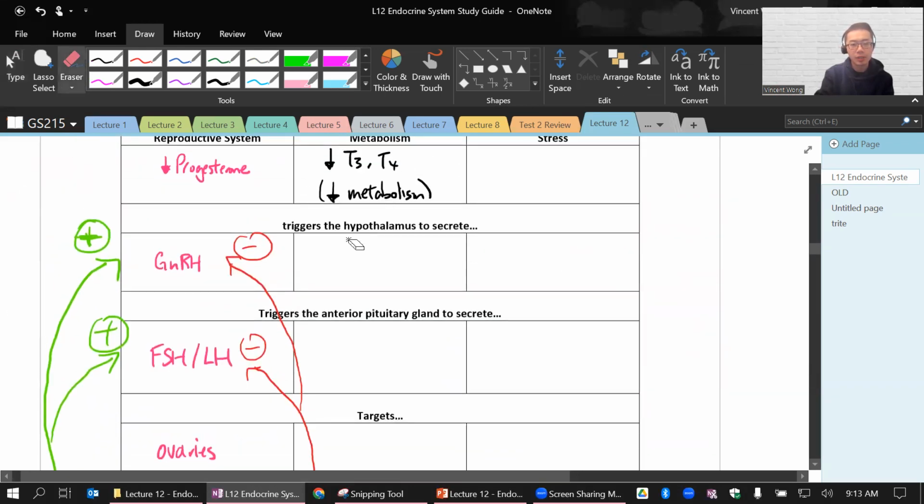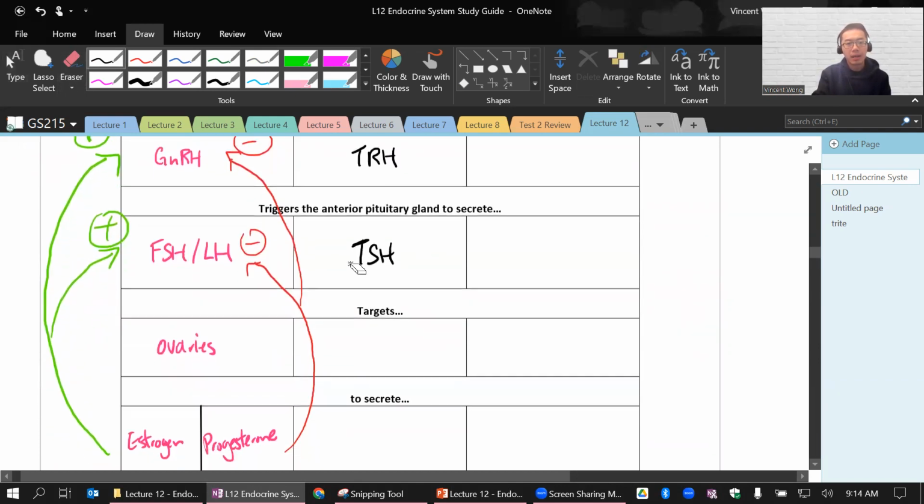All right, so it triggers the hypothalamus to secrete TRH, right? TRH then triggers the anterior pituitary gland to secrete TSH, thyroid stimulating hormone, right? And then thyroid stimulating hormone targets, as the name implies, the thyroid.